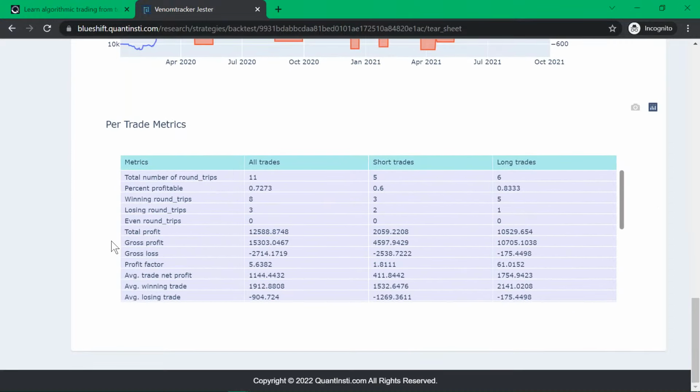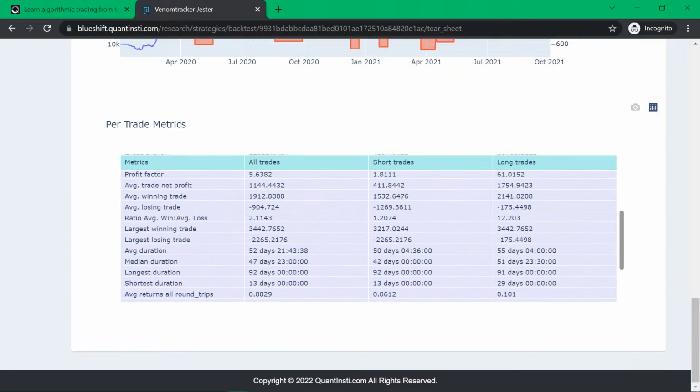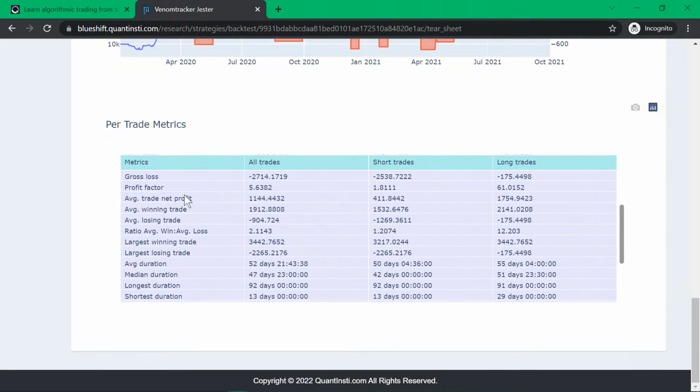And yes, there are many metrics here. You can look into them when you deploy these algorithms. For example, total profit made, total profit made by all the trades, and total profit made by shorts and longs. As you can see, we got more profit from the long side than the short side. You can also see average trade net profit, that means per trade, what is the net profit and what is the net loss, etc.